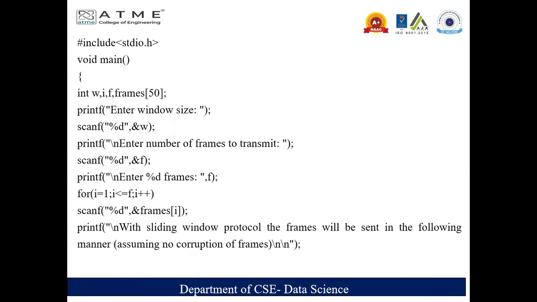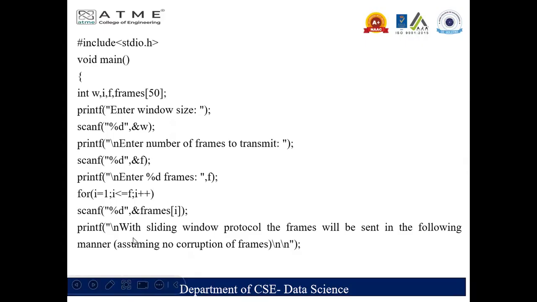First we have the different variables where we store the number of frames. First we enter the window size, that is, how many frames can be held at a time before transmitting. That will be stored in the variable W. Next, you enter the number of frames to be transmitted. The window size is different from the number of frames to be transmitted, and that will be stored in the variable F. Now you enter the frame number, that is, which frame you want to transmit. The loop will run and read all the frames.